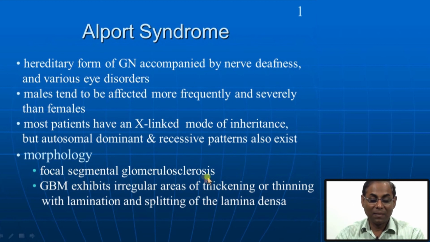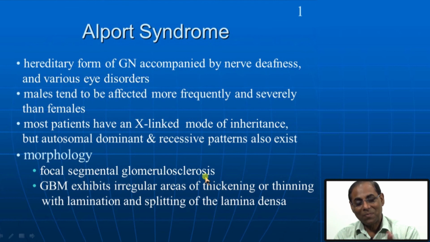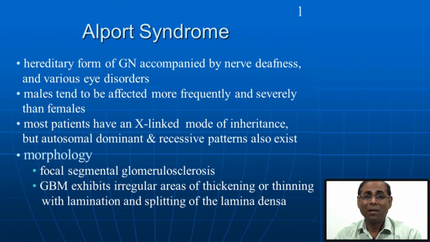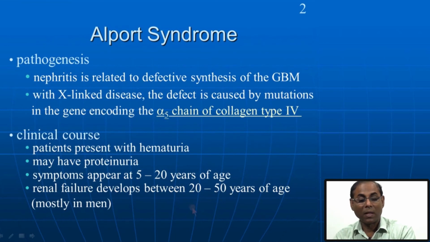Morphologically, this presents as focal segmental glomerulosclerosis. So, presentation-wise it is more like focal segmental glomerulosclerosis sometimes, a progressive disease. Many times they can also present with mild mesangial cellularity, an increase in cellularity, or even like a minimal change disease. Now, the GBM exhibits irregular areas of thickening and thinning with lamellation and splitting of the lamina densa. So, there is no immune complex deposit in this condition.